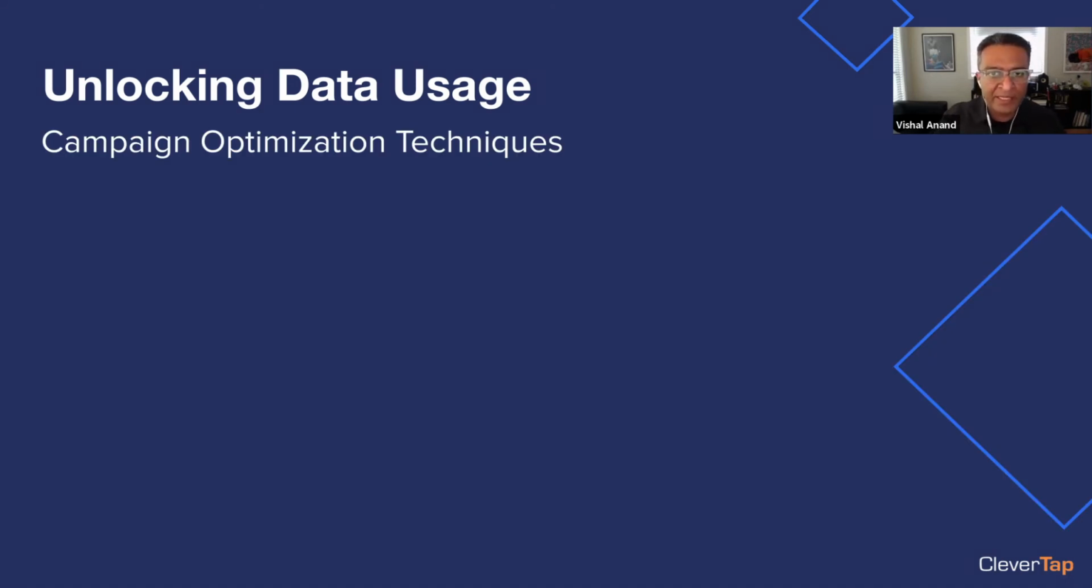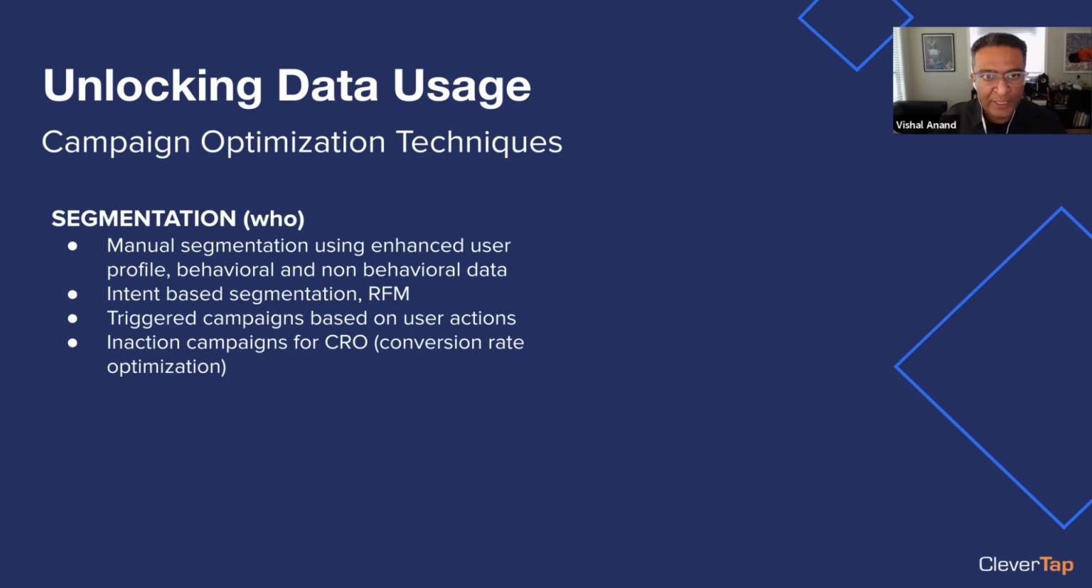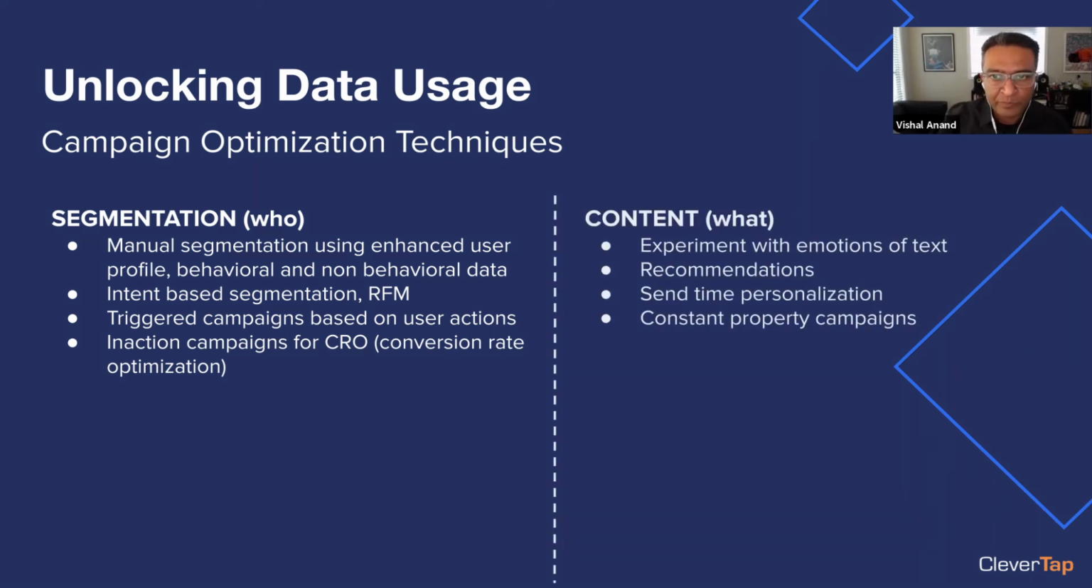Take the example of creating a campaign. While we create a campaign, see how you can segment users. You can explore triggered campaigns or in-action campaigns for conversion rate optimization. We offer intent-based segmentation, which is powered through our AI, or RFM, which pre-creates segments for you based on recency, frequency, and monetization. Or what content to send: experiment with using emotions in your copy. Carly, can you build upon it?